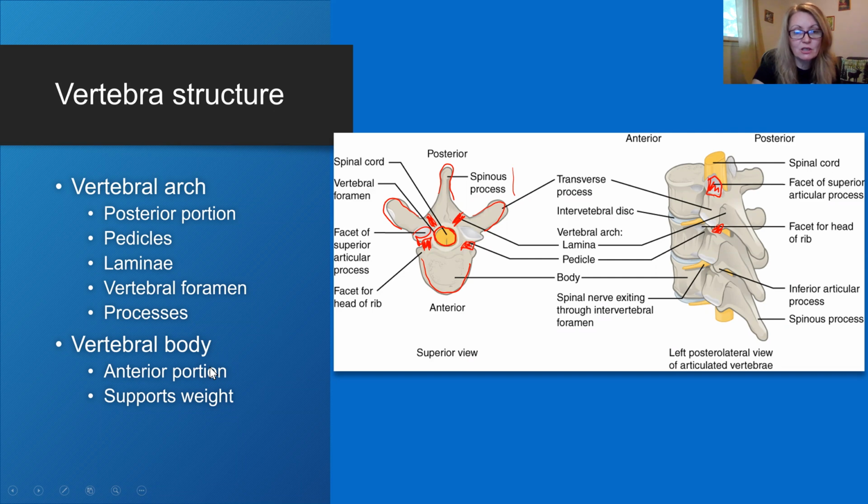So the anterior portion is called the body, and it supports your body weight. In between vertebrae, you have intervertebral discs. That is cartilage.